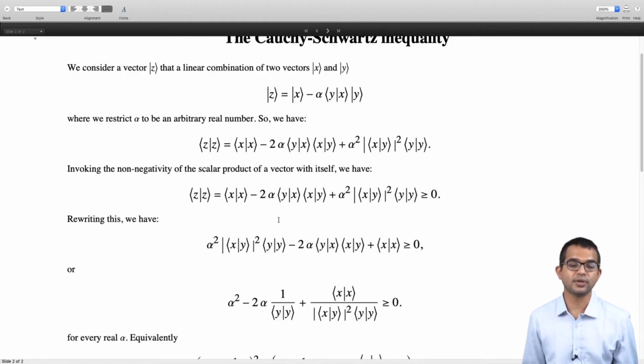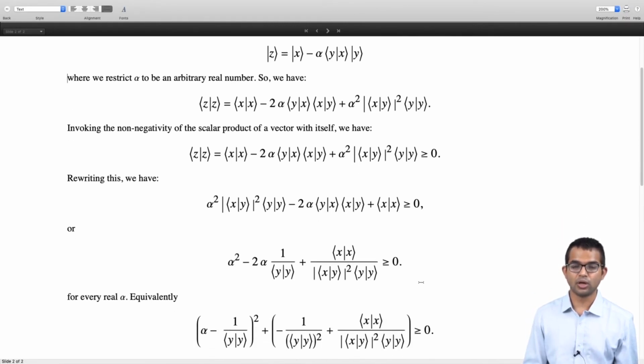Now we recall that alpha is some arbitrary number. For any real alpha, this condition must hold, right? So we will write this as a quadratic expression in alpha. So you have alpha squared minus 2 alpha times some coefficient plus some other coefficient must be greater than or equal to 0, right? Now we will complete the squares. So you have alpha minus 1 over yy the whole squared, and then since we have got an extra 1 over yy squared, we are going to subtract that, and then you have minus 1 over yy squared plus this other constant must be greater than or equal to 0.